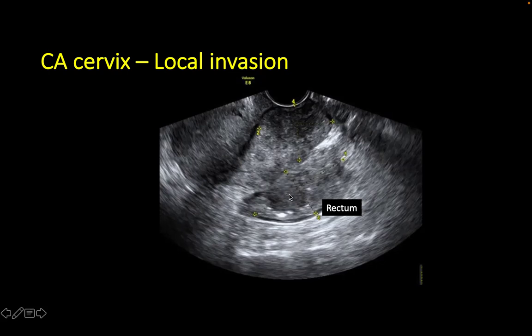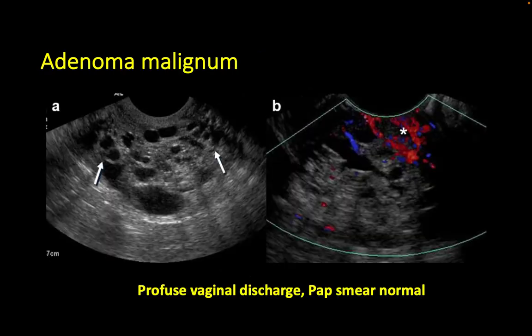So you can actually assess the local invasion of cervical cancers both anteriorly into the urinary bladder as well as posteriorly into the rectum if you are aware of how their normal appearance is. And you can always go back to the previous videos on basic gynecological ultrasound to see how the normal urinary bladder and the rectum look like on ultrasound. So this is actually the invasive exophytic cervical mass invading the rectum posteriorly.